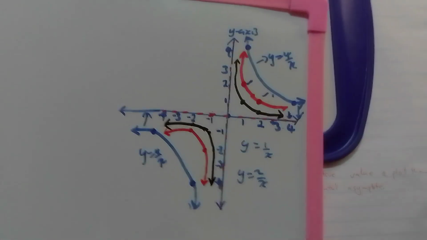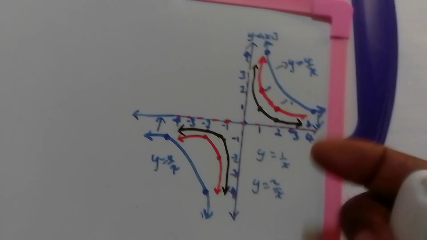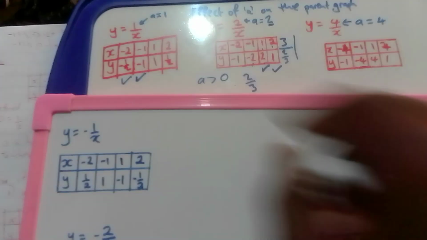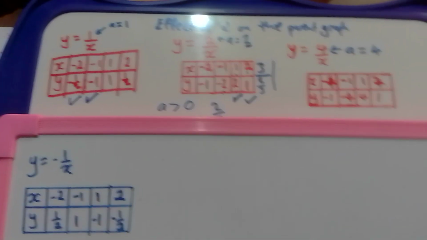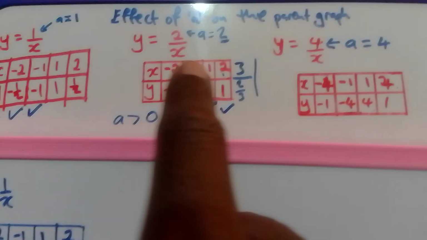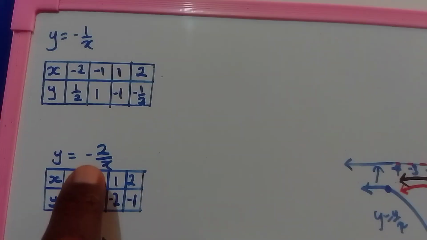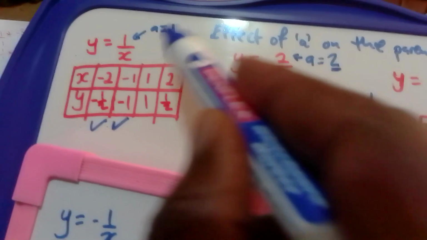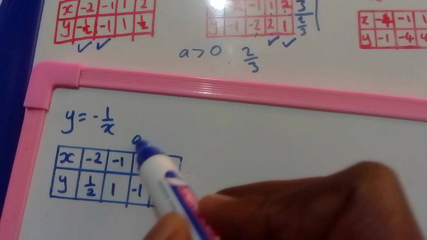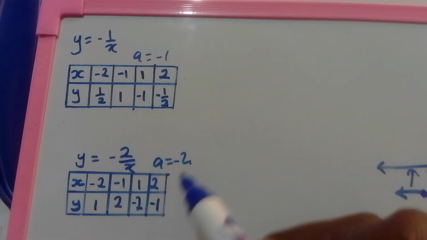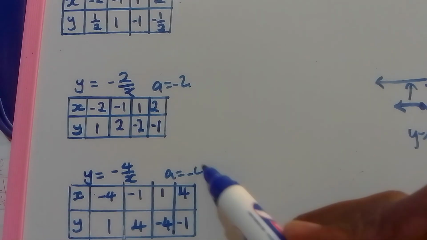Now, the other thing that we need to explore is when our a is negative. When our a is negative. What do I mean by that? If you check here, we're going to use the opposite. Here where y equals 1 over x, here we're having y equals negative 1 over x, right? Here where y equals 2 over x, here we're having y equals negative 2 over x. So in each instance, where our a was equal to 1, we are saying that on this graph, our a is equal to negative 1. Here, we are now having our a equal to negative 2. And there we've got a equal to negative 4.